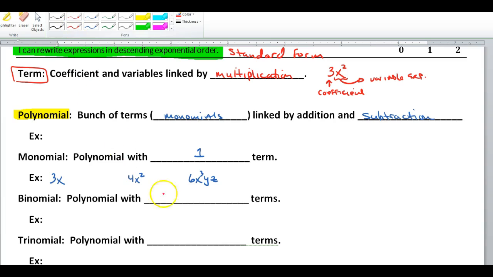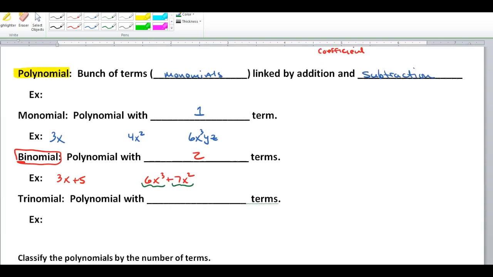Now, if we extend it to what a binomial is, a binomial is a polynomial with, what is the prefix for bi? 2. So it's a polynomial with two terms. An example of a binomial is 3x plus 5. 6x to the third plus 7x squared is also a binomial because you have two terms.